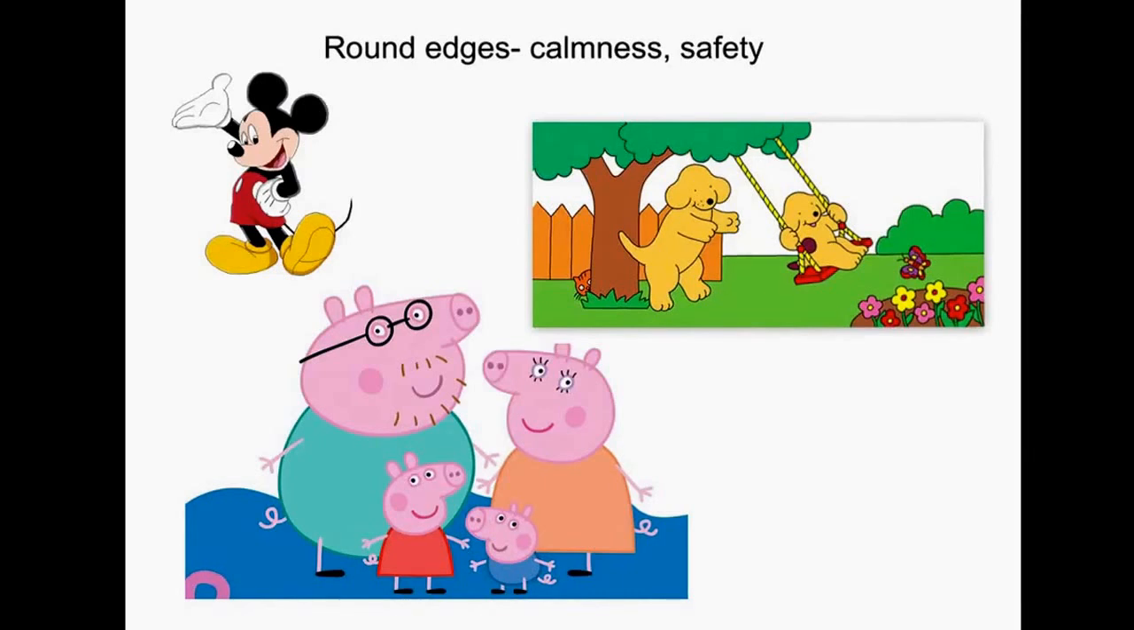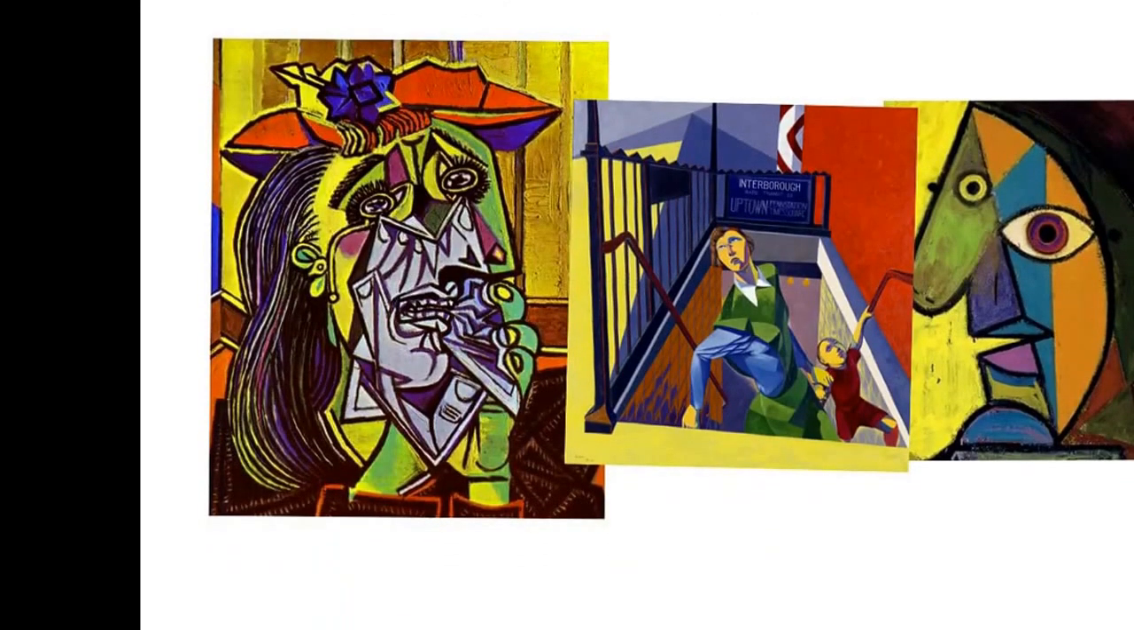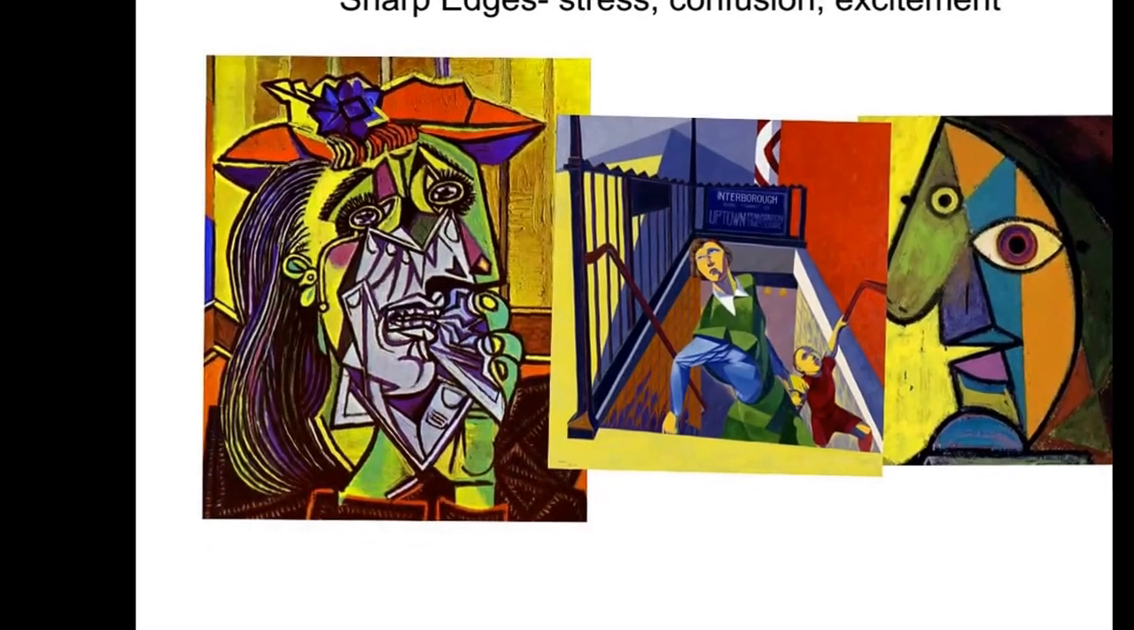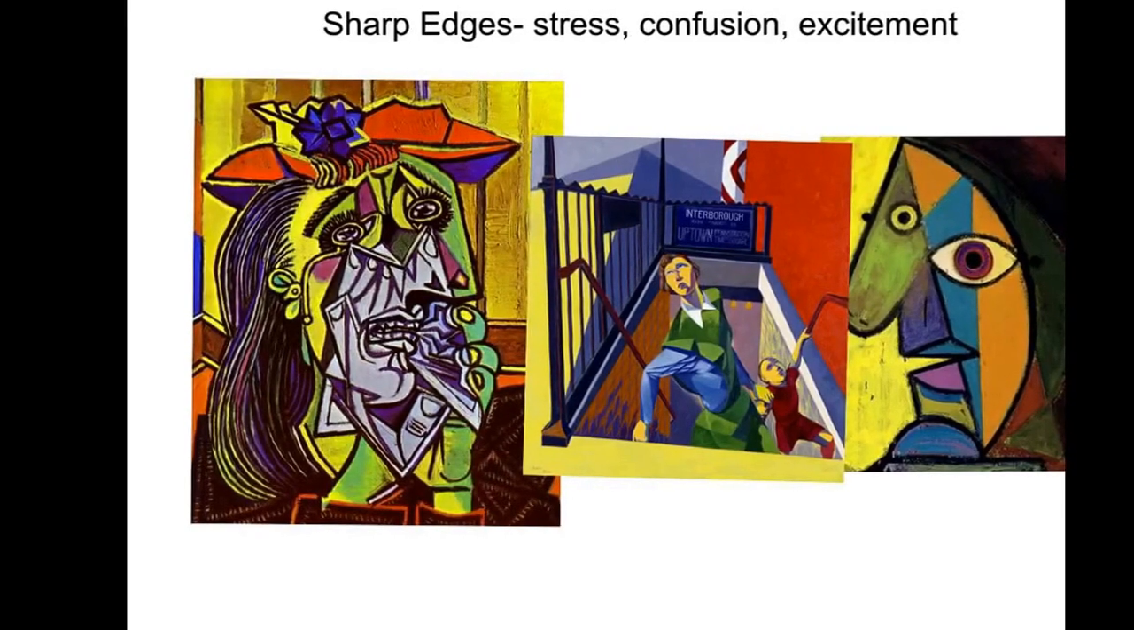That doesn't mean that all of them do, but ones where the majority of the edges are round do give you that idea of that safe, calm look. Whereas sharp edges can symbolize things like stress and confusion and excitement. If you have a look at some of these Picasso images with their cubism, it's a very stressful image to look at. It's not very easy to look at.